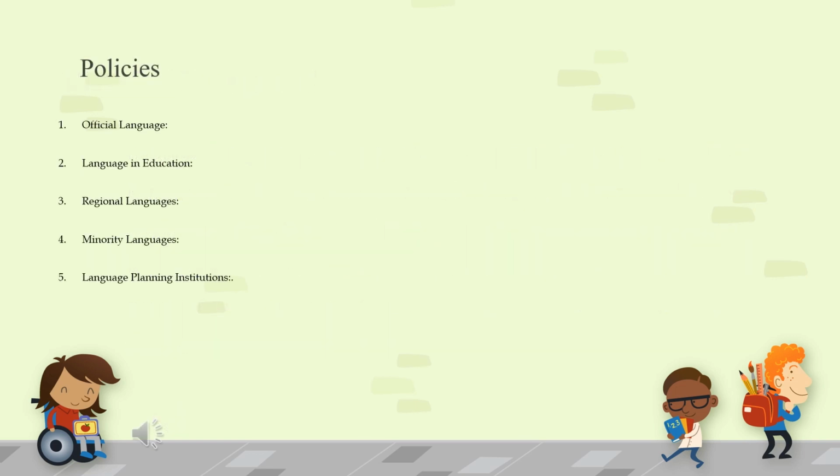The current language policies and planning in Bangladesh. So in Bangladesh, the policies and planning are segmented in several parts. Number one is official language. Bengali, also known as Bangla, is recognized as the sole official language of Bangladesh. This recognition ensures that Bengali is used in government and administrative functions, including education, judiciary, and official communication.